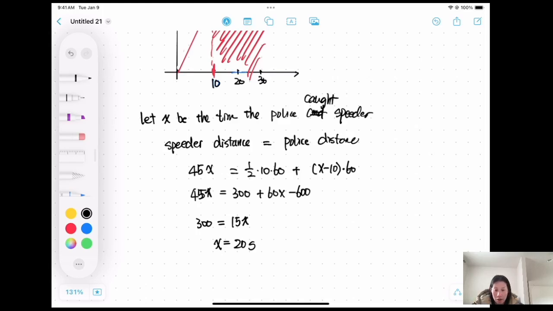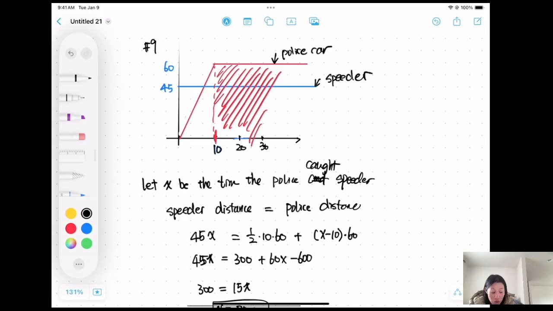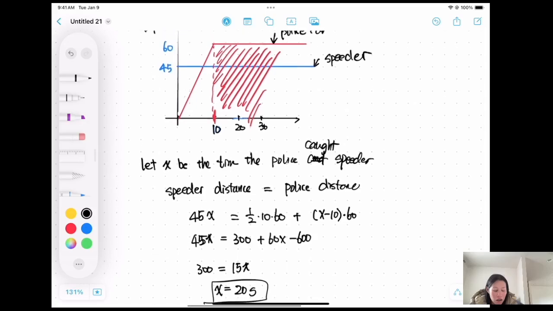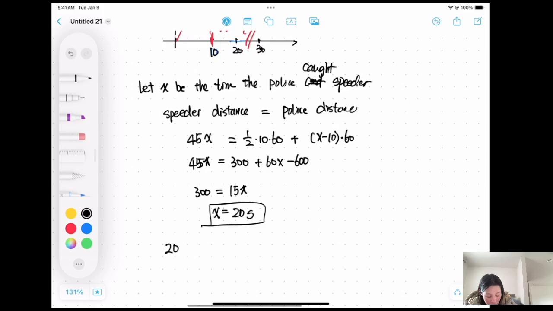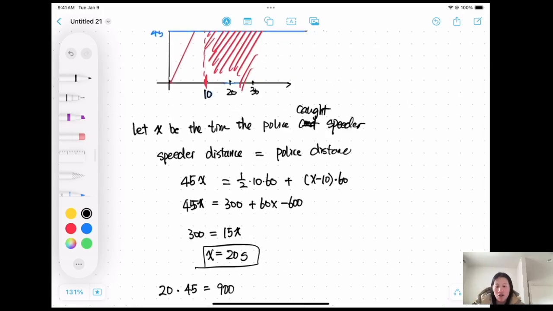But that's the time, because they ask you how long and how far. How far means we still need to find the distance, how long did they travel. So we already know the time, so we can either use the speeder's formula to calculate the distance or the police car. Either way works because they travel the same distance. I would use the speeder because it's easier to calculate. Just use the time times the speed, gives you 900. So after 900 feet, they catch each other.